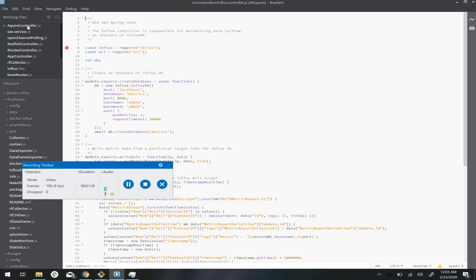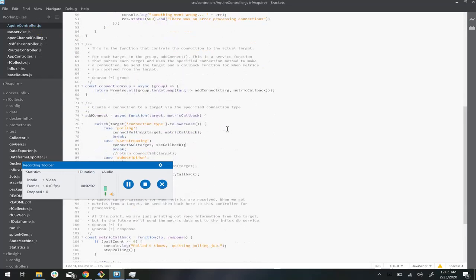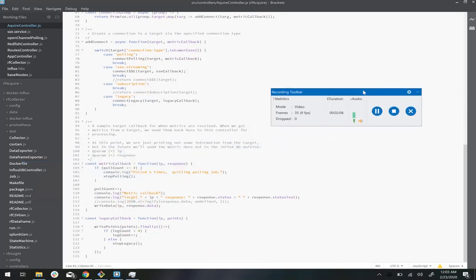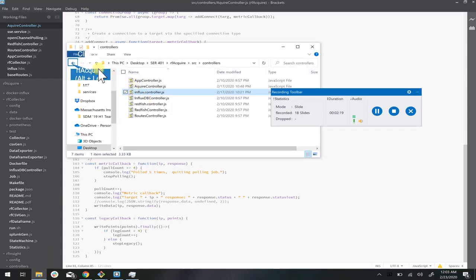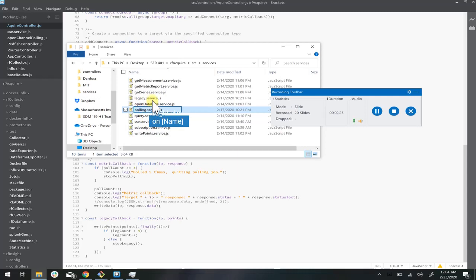And then the acquire controller now only handles the connection. So it pulls the service and it actually uses a method from the service instead of having all of the service code within the controller. So if I go back and show you what we've done.